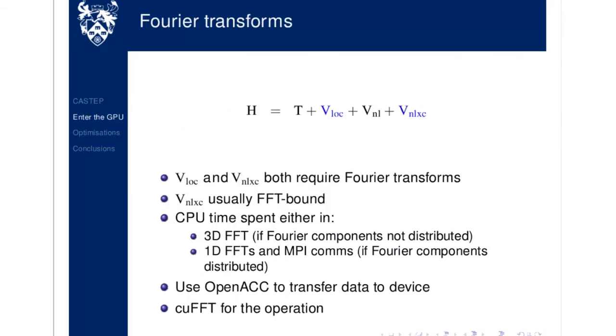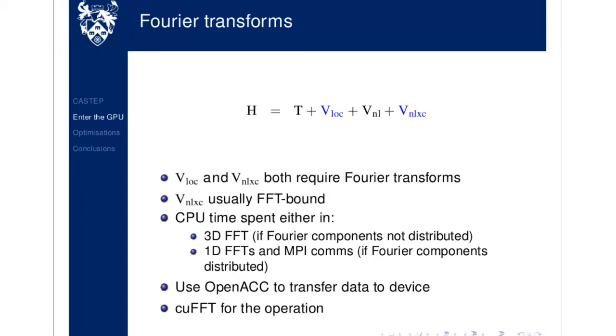So emboldened by that, we looked at two other performance intensive parts. That's the local potential and, where appropriate, this non-local exchange correlation. The thing that these both share is they both make heavy use of fast Fourier transforms. And anyone who's done a fast Fourier transform in high-performance computing will know that the word fast is rather subjective. And in fact, they're often bottlenecks in parallel performance. In particular, NLXC is almost entirely fast Fourier transform bound.